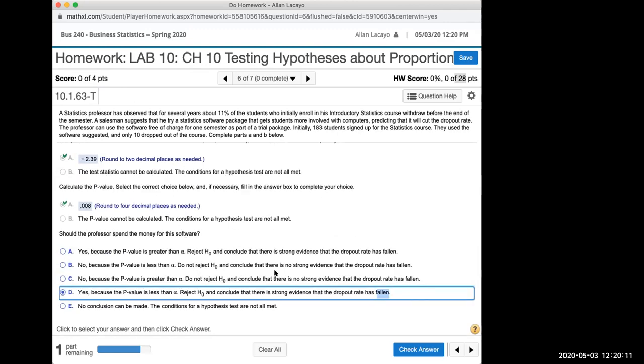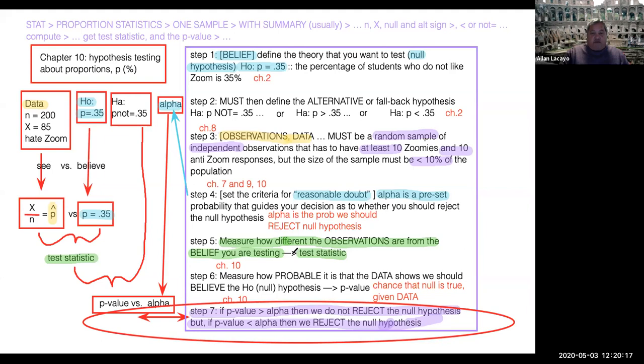And the p-value means in the context? A p-value is the chance that the null hypothesis is true given the data we observe. So this is very similar to the calculation of the probability in the bicycle problem.